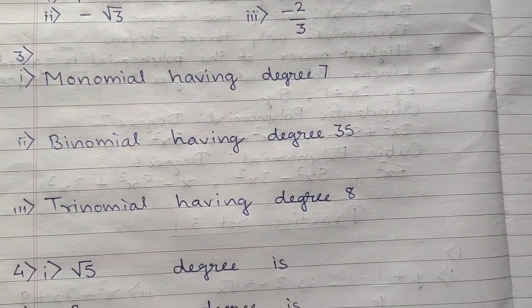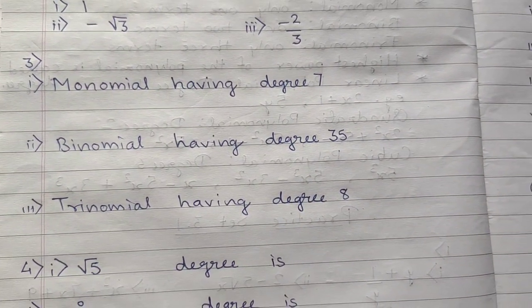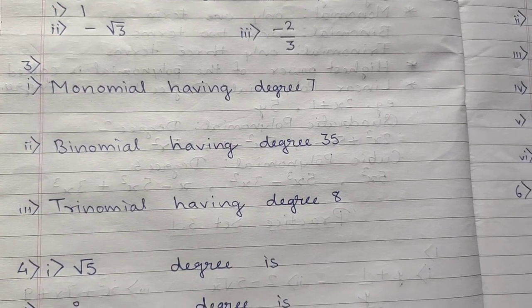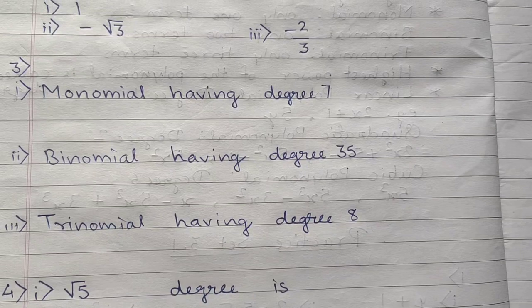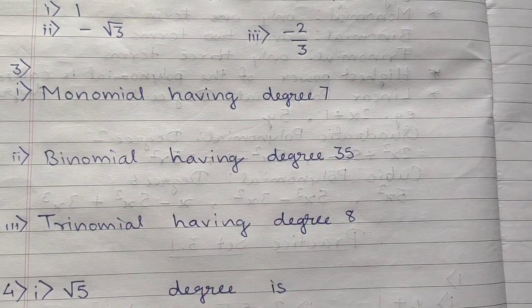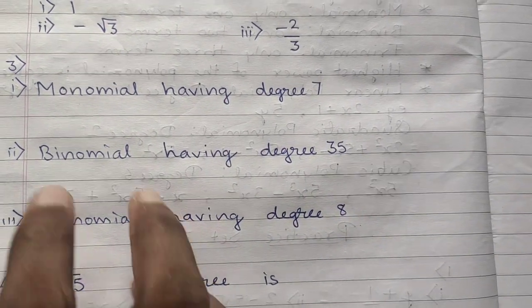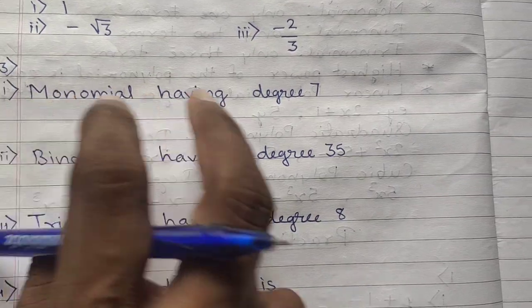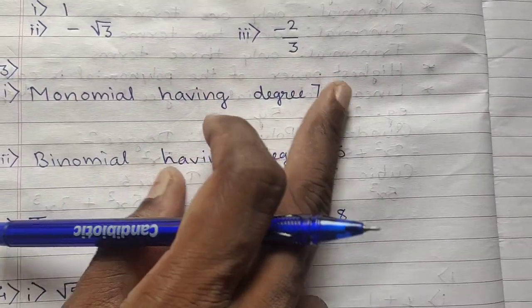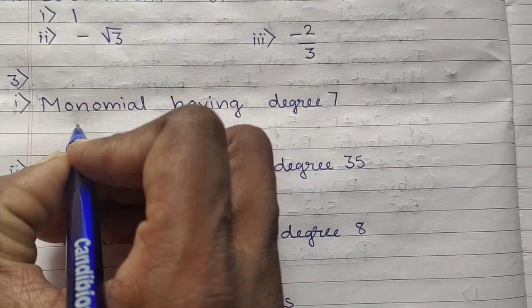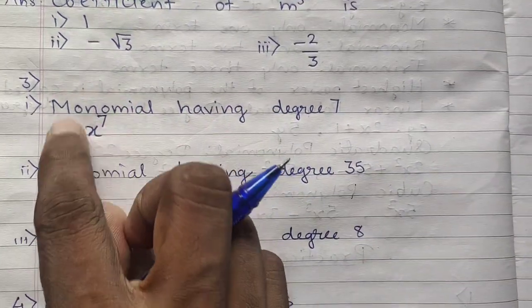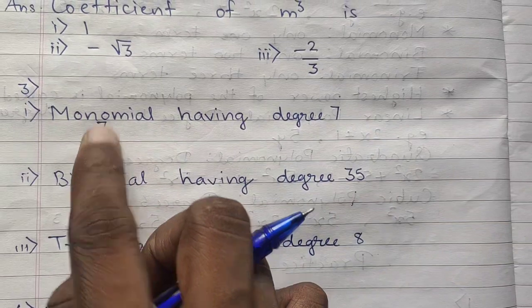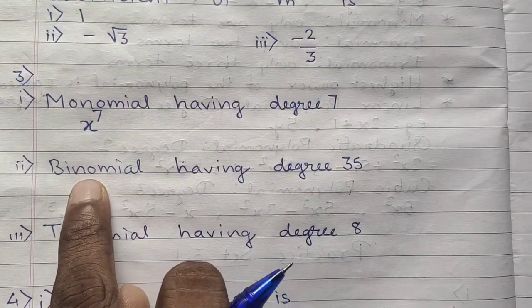Now in the third question, you have to write, or you can make, a polynomial by using this condition. The first one is what? A monomial having degree 7. What does it mean? You are going to write only a single term, and the power of the single term should be 7. So it is very simple. X power 7. Right, this is a monomial because a single term is there, and what is the degree? 7.